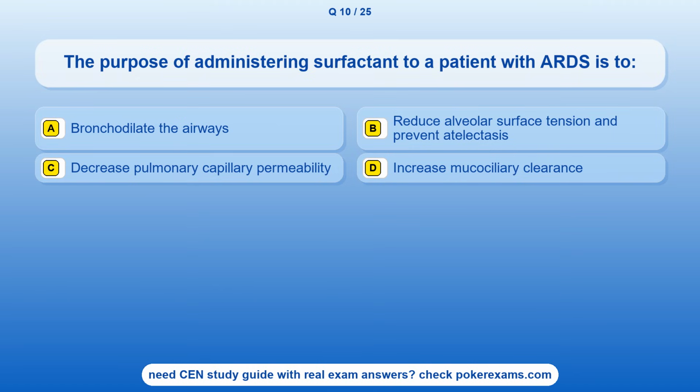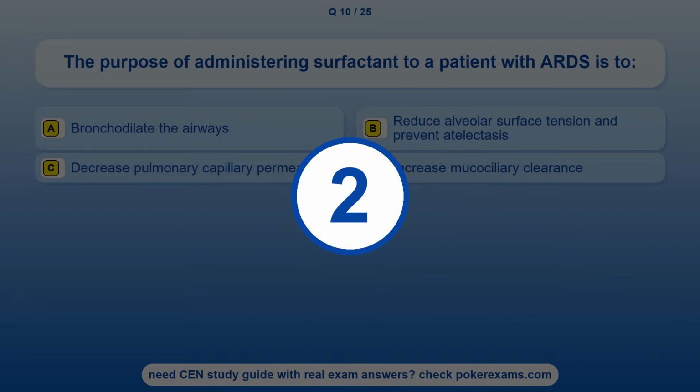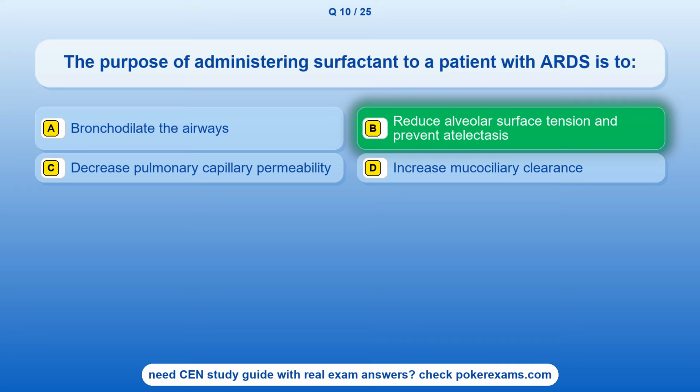Question 10. The purpose of administering surfactant to a patient with ARDS is to Option A. Bronchodilate the airways. Option B. Reduce alveolar surface tension and prevent atelectasis. Option C. Decrease pulmonary capillary permeability. Option D. Increase mucociliary clearance. The correct answer is option B. Reduce alveolar surface tension and prevent atelectasis.